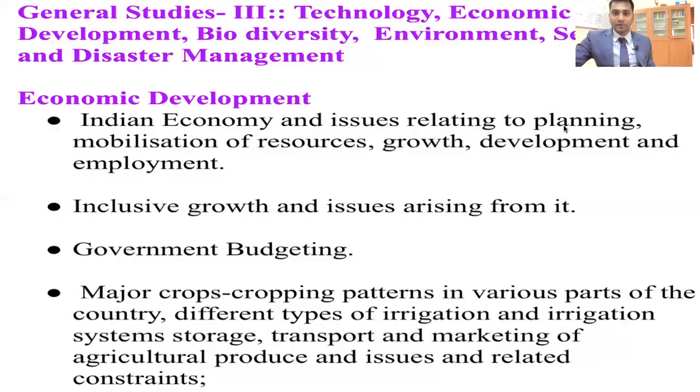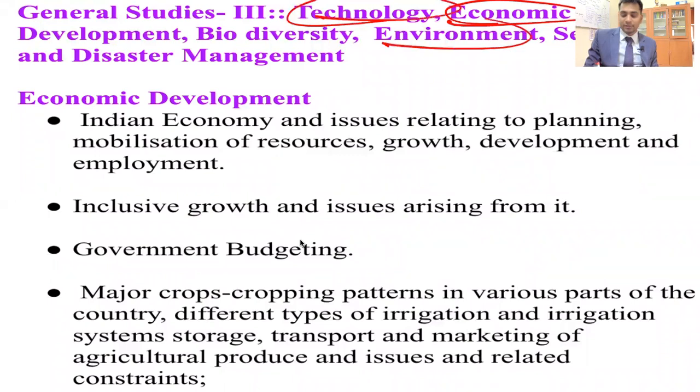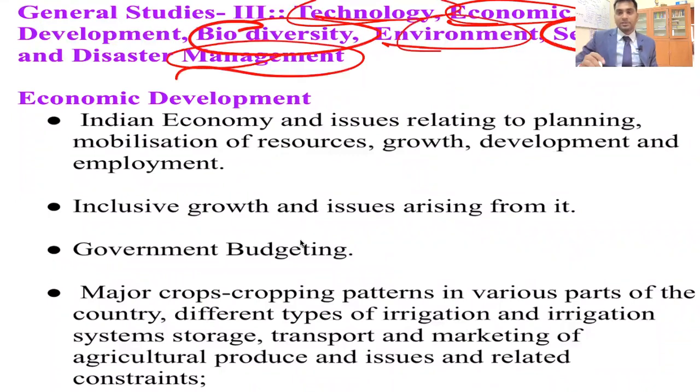As we know, you have 3 sections. First section is economic development, technology, environment and ecology, and disaster security, internal security and disaster management. So what are the things that you have? Economy, technology, environment and disaster management along with biodiversity, and you have internal security.